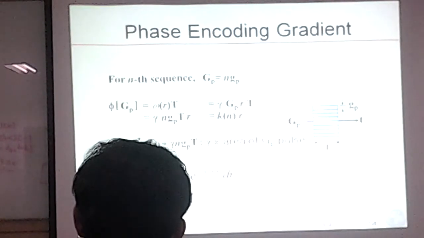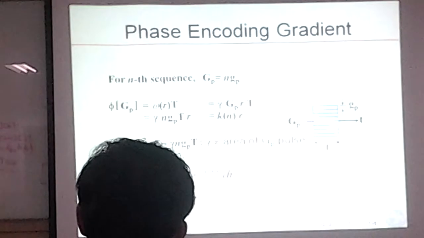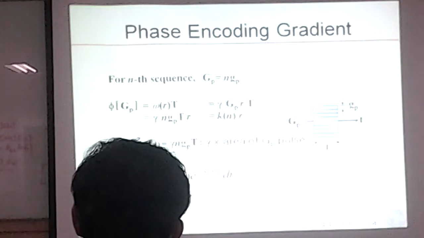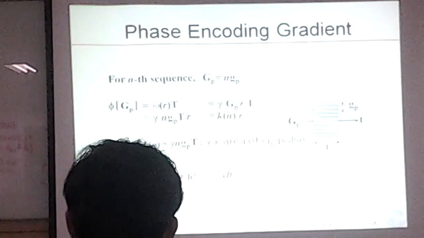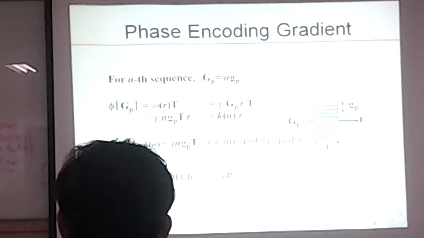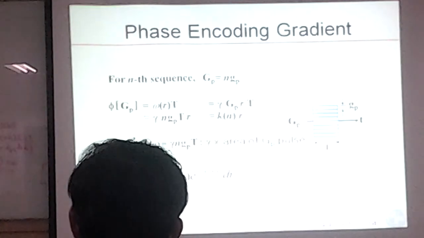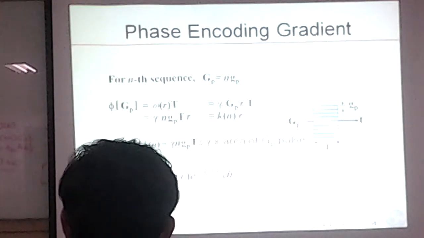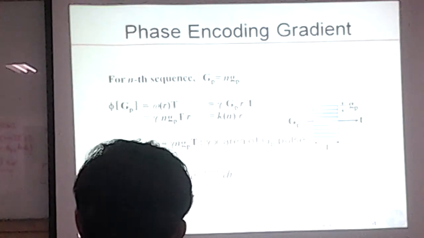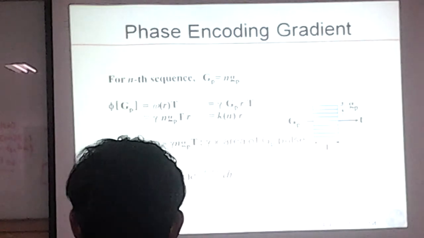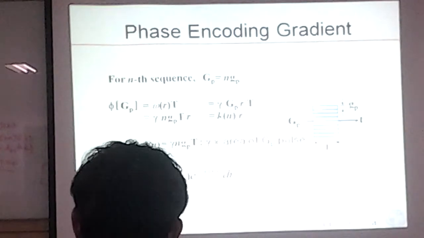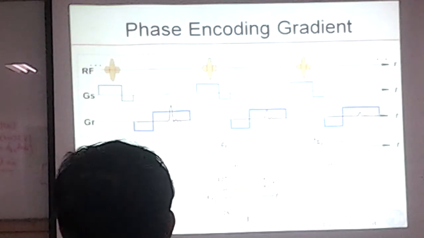So if we represent this phase as gamma n gp times r, then it's a little bit complex to understand as a Fourier transform equation. So using the K variables, we can easily understand that this equation is a Fourier transform shape.